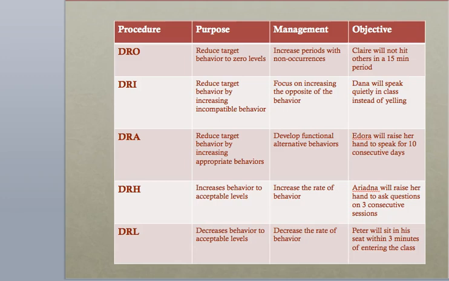The DRL, the differential reinforcement of low rates: Peter will sit in his seat within 3 minutes of entering the class. That's the goal. And we might start out within 10 minutes, and then 8 minutes, and then 7 minutes, and 6 and 5, until we get to 3. But the goal here is to decrease how much out-of-seat time he's doing. But we don't want him to have 0 minutes to get to his seat. He needs to have a reasonable amount of time to get to his seat. So that's why we would use a DRL instead of a DRA. All right.